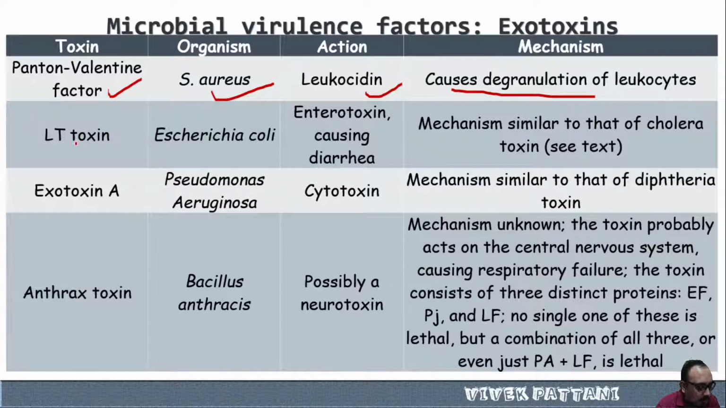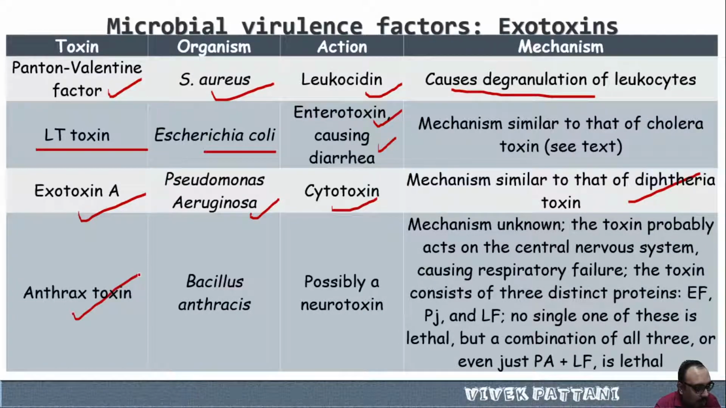Next comes the LT toxin, which is produced by Escherichia coli. It's an enterotoxin which causes diarrhea, and the mechanism is similar to that of cholera toxin. Now next comes exotoxin A. The organism involved is Pseudomonas aeruginosa. The mode of action is of a cytotoxin, and its mechanism is similar to that of diphtheria toxin.